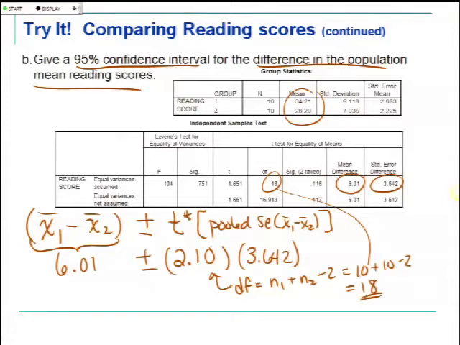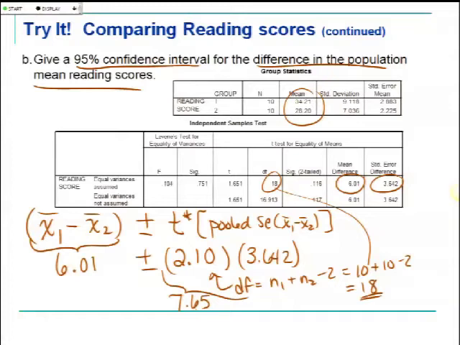From my table A2, go out a little more than 2 standard errors, and we'll have our margin of error. Margin of error is about 6.75.